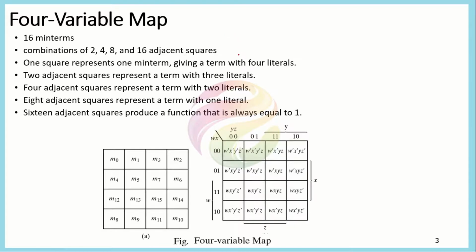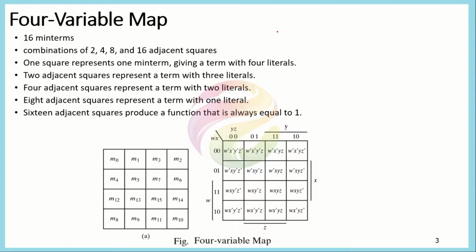As you know, the number of adjacent squares that we could combine are in powers of 2. It could be either 2 squares, 4, 8, or 16. When we are using the four variable K-map, we could combine a maximum of 16 squares, which will give us the function equal to 1.